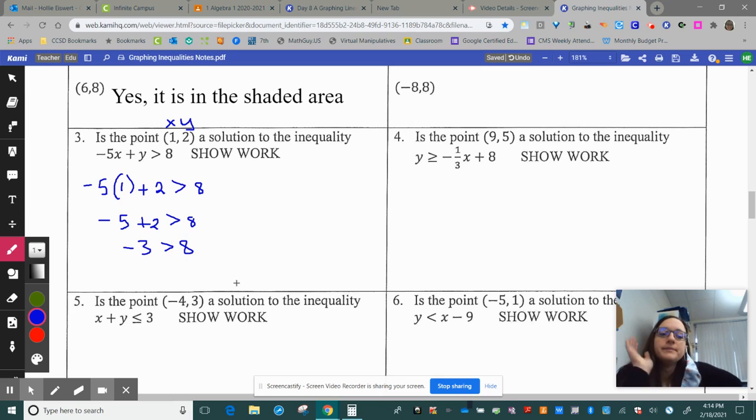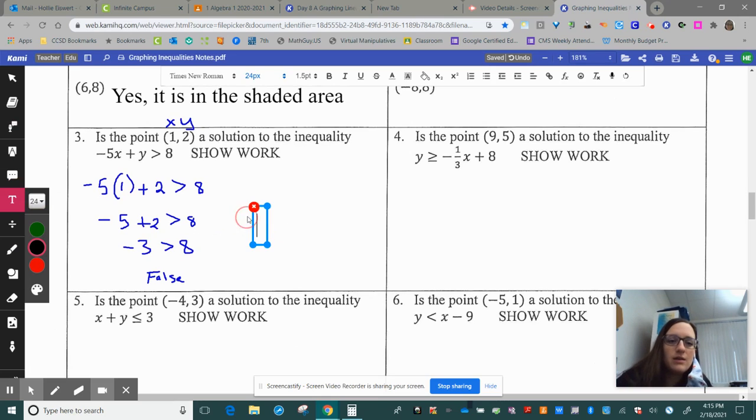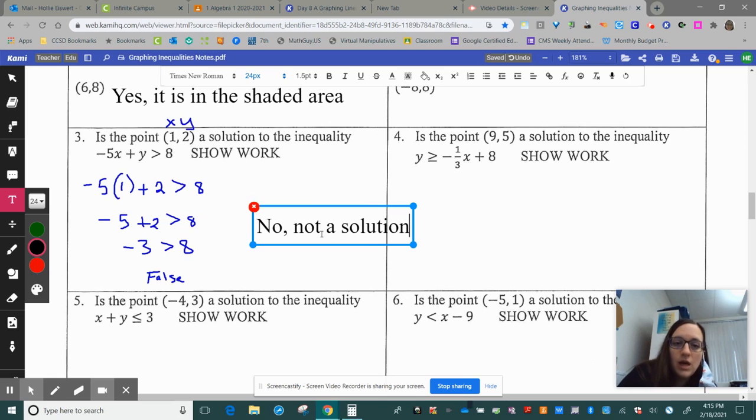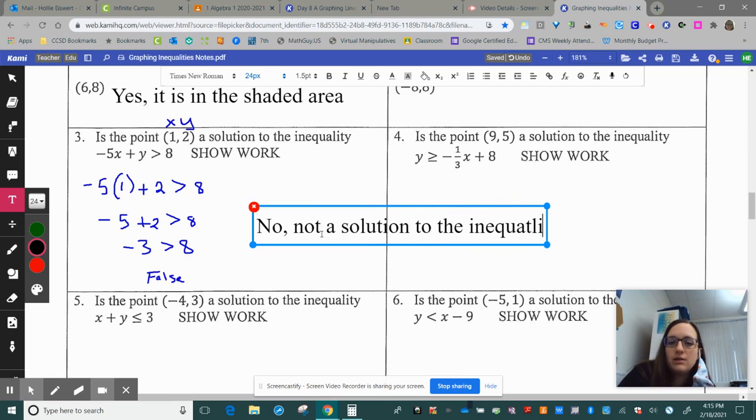Okay, then we check. Is negative 3 greater than 8? No. So if this is false, as we can clearly see, then is the point 1, 2 a solution to the inequality? No, it is not a solution. No, not a solution. Let's write that. Beautiful. No, capitalize. You want to be fancy. To the inequality.